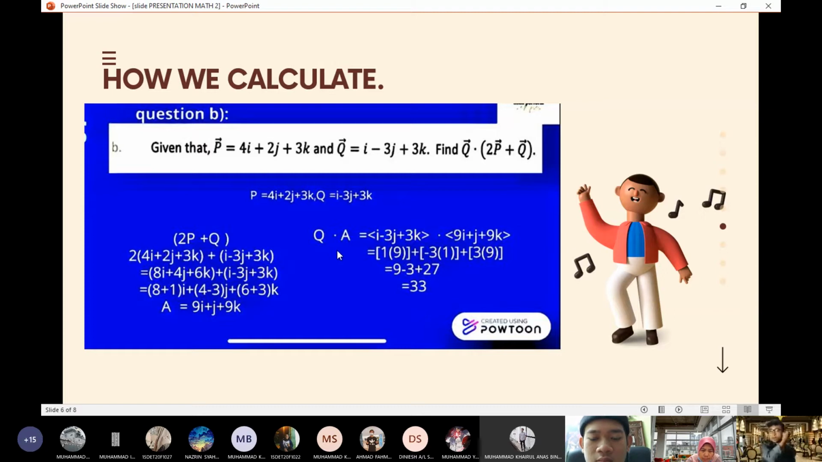After solving the question inside the bracket, we move to the next step, that is Q dot the answer before, which is A. So the solving we have to do is Q, which is i minus 3j plus tk, dot the answer before, 9i plus j plus 9k. So the answer for Q dot A is 33. And thank you. I move to the next slide, which is given to the brother Khair.